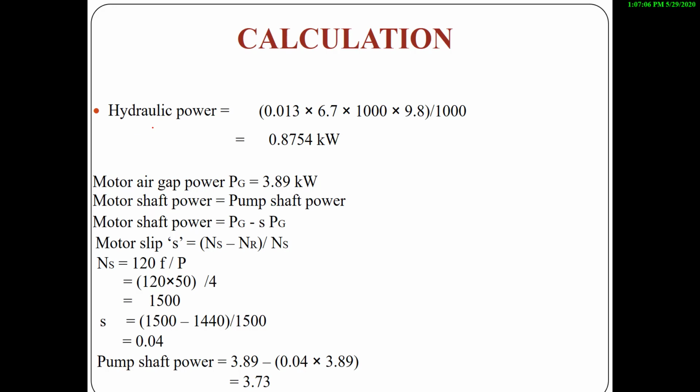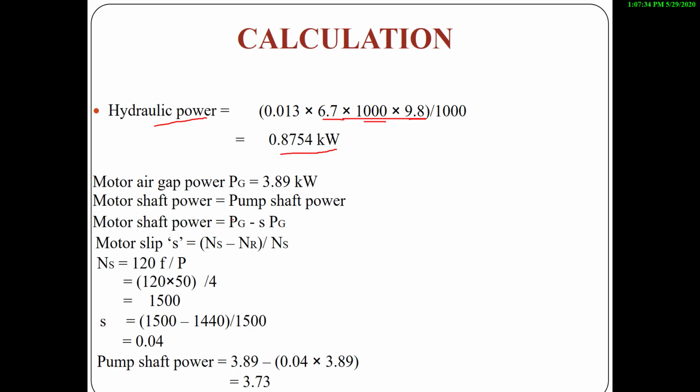Hydraulic power, we have seen the formula. This is Q, this is the head, that is, total head value, into 1000 into 9.8, divided by 1000. This is gravity, this is the density. From that we will calculate hydraulic power. For calculating motor air gap power, Pg is equal to 3.89 kilowatt, which is given, and the motor shaft power is equal to pump shaft power.